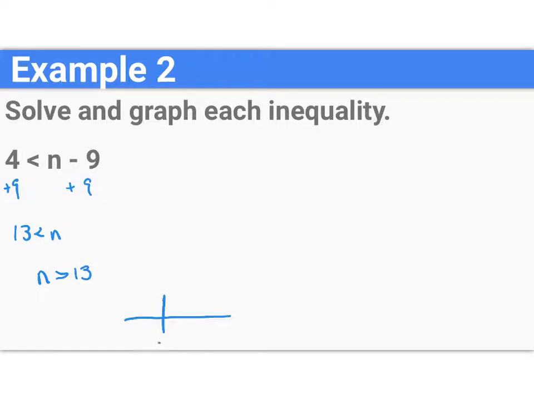So now let's graph it. We put a 0 and we put a 13 on the number line. All numbers bigger than 13 satisfy the inequality.